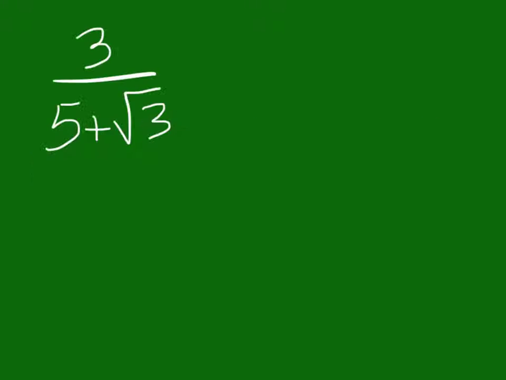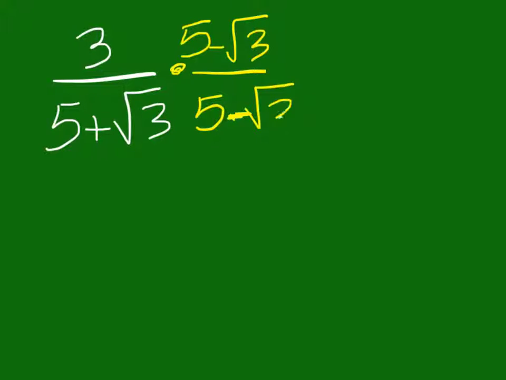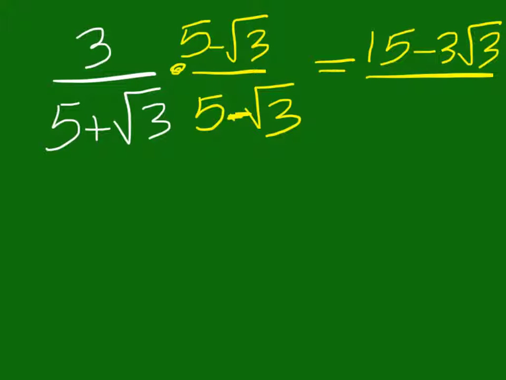Example number 2. It's 3 over 5 plus the square root of 3. What should I multiply the top and the bottom by? 5 minus square root of 3. Yes, 5 minus square root of 3 on the top and the bottom. And when I multiply across on the top, I'm distributing this 3 to each of those. So it's 3 times 5 to get 15. You have a minus sign right here, so we're going to put a minus sign there. And then it's 3 times square root of 3. The only thing you can do with that is just write it as 3 square root of 3.